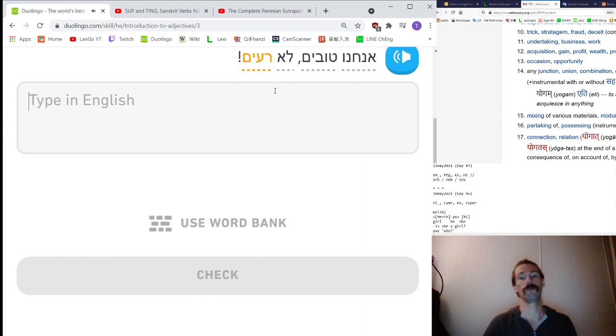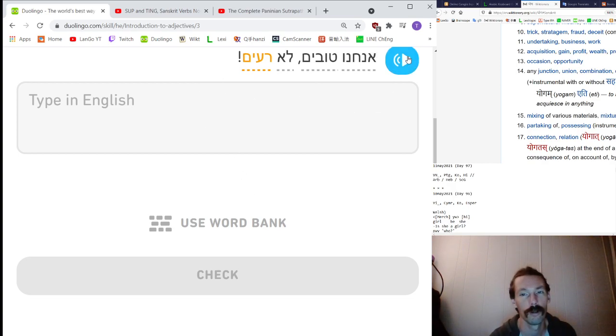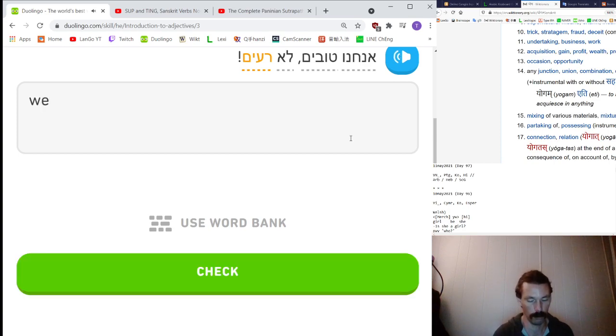Guna basically means virtue, quality. Anachnu tovim, lo ra'im. We are good, not bad. The ayin letter is not associated with any particular vowel quality here.